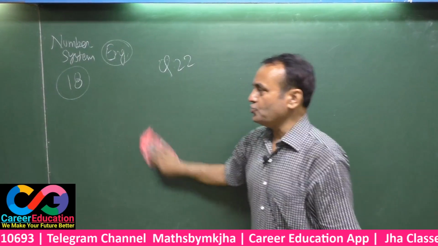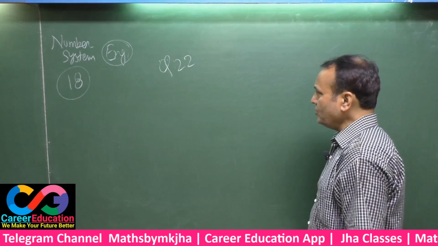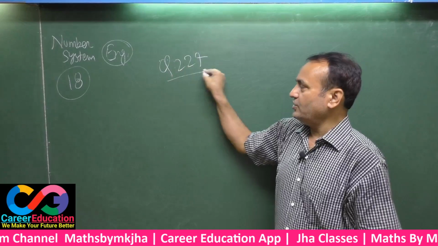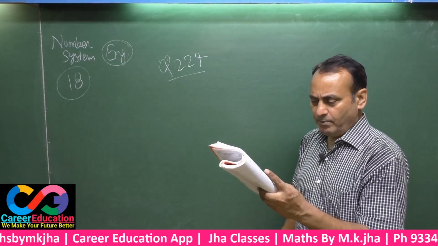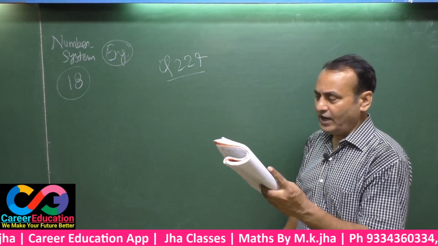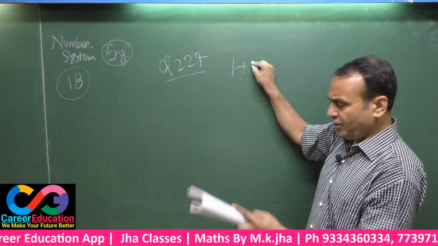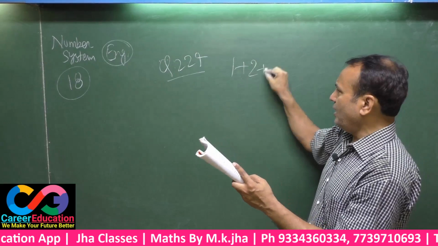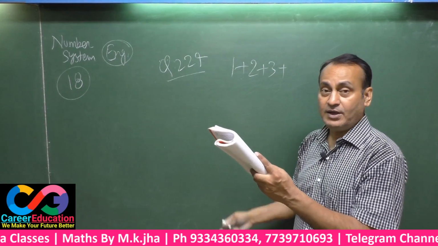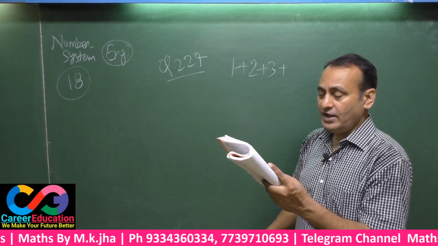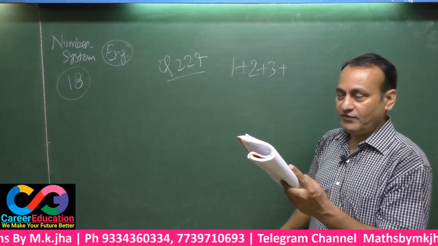Now coming to question number 224. See what question 224 says to you. This is based upon algebraic formulas. That means I have already dictated to you some formulas in order to add some natural numbers, some squares of natural numbers, and some cubes of natural numbers.